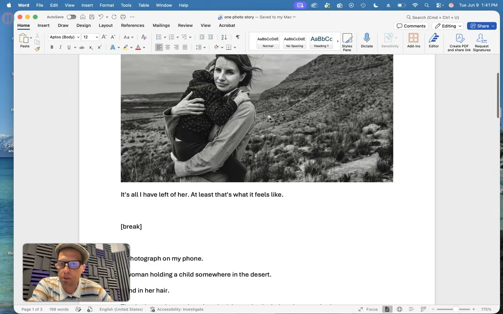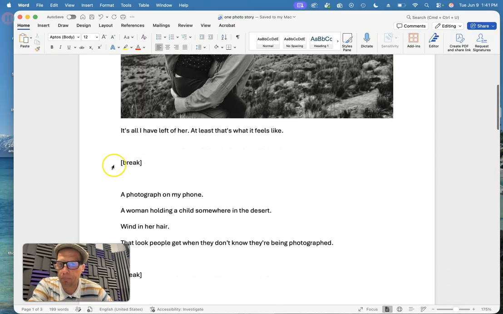Now, if you look closer, you'll see this area where it says the word break in brackets. When you see a word in brackets like break, it means that we're stopping to take a breath. This is normally about 1 to 2 seconds.